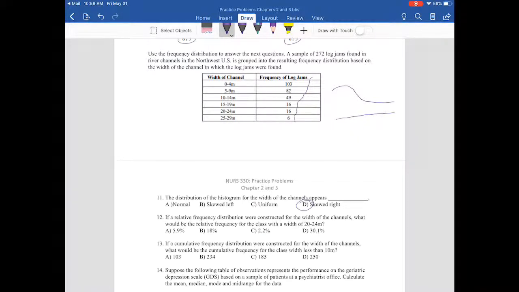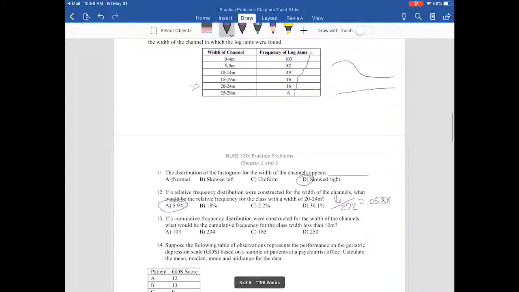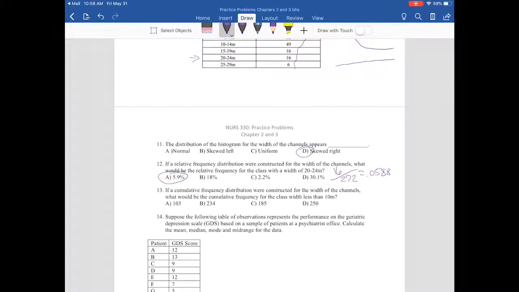Number 12, we're looking at relative frequency for a class width of 20 to 24, so we're looking right here, and we're looking at relative frequency. It's going to be 16 over 272, which is going to equal 0.0588. We can round that up for A. I don't always advise rounding, but for here, it's fine.